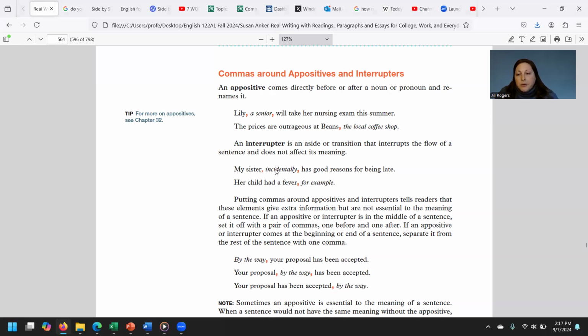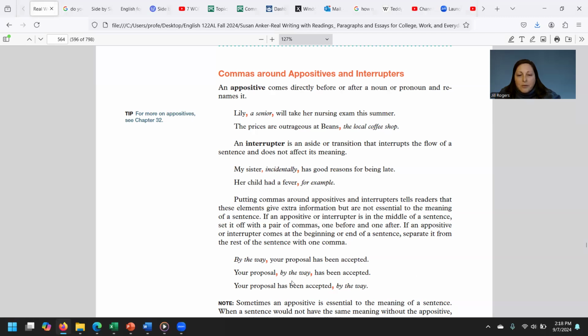So interrupters are specific words usually. For example, it's the aside or transition that interrupts the flow of a sentence, but it doesn't affect the sentence meaning. Okay. So my sister, incidentally, has good reasons for being late. That's an interrupter. Her child had a fever, for example. All right, so it's not necessary to the sentence, so that's why you put commas around it. So what do they do? It's giving us extra information, but letting us know it's not essential to understand it. Again, like I said, if it's in the middle, commas all around. If it's at the end, comma at the beginning, period at the end.